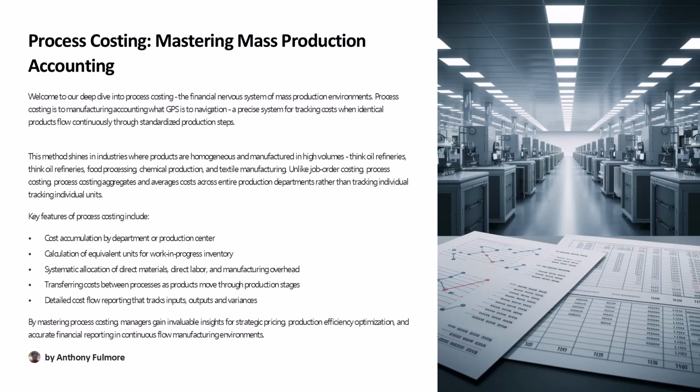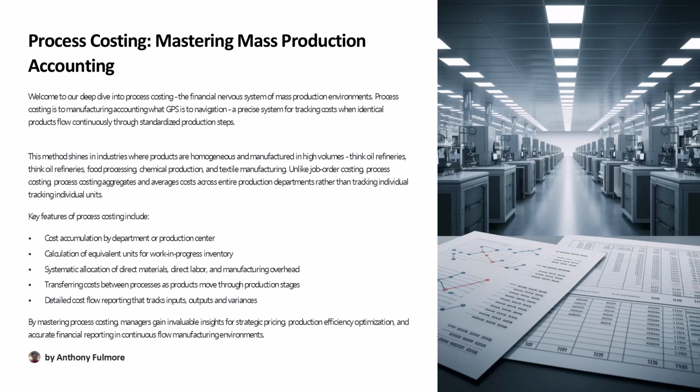Unlike job order costing that treats each customer order as unique, process costing handles environments where products are identical twins, flowing through the same production womb. Think oil refineries turning crude into gasoline, paper mills converting pulp to paper, or food processors transforming raw ingredients into packaged products. These operations would collapse under job order costing, but thrive with process costing.